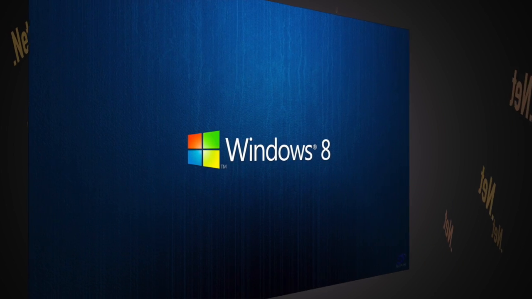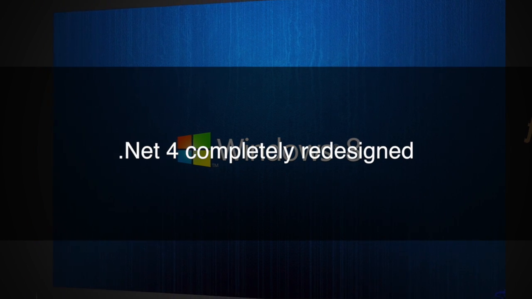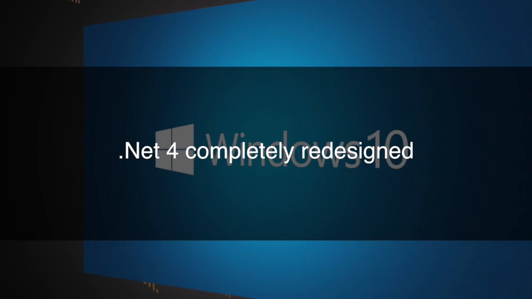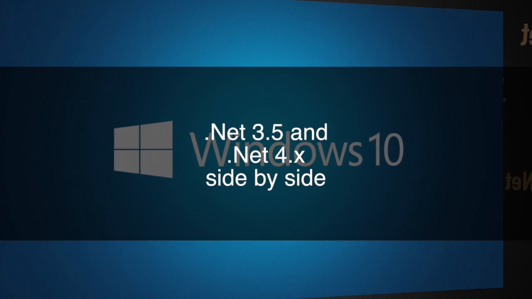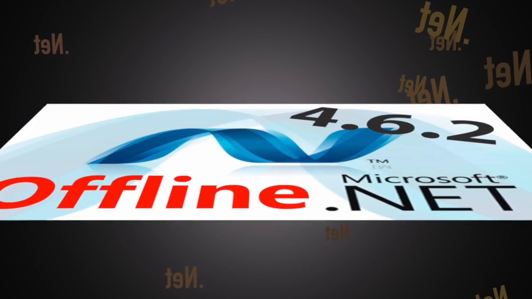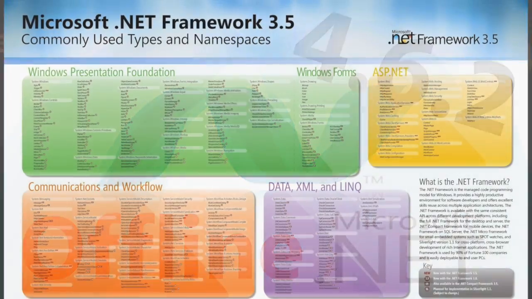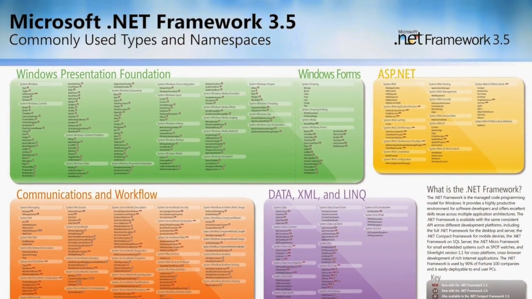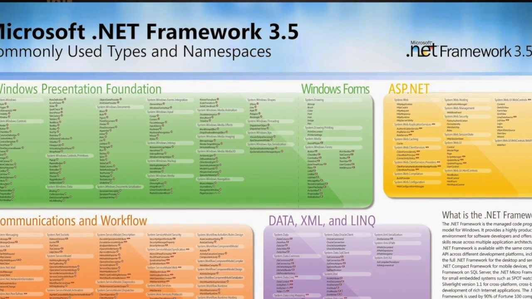When Windows 8 rolled around, a new, completely redesigned .NET Framework version 4 came with it. Windows 8 and Windows 10 include versions 3.5 and version 4, the current version right now being 4.6.2. Essentially, anything written for .NET 3.5 and below will run on .NET 3.5, and anything written after .NET 4 will require the specific version it was compiled against.